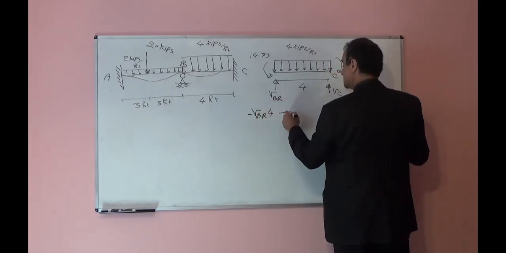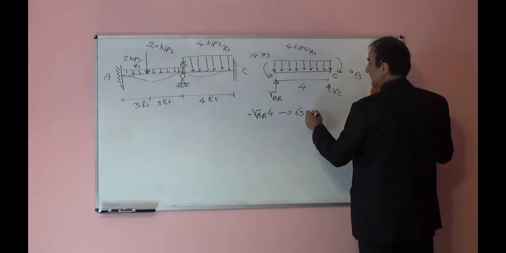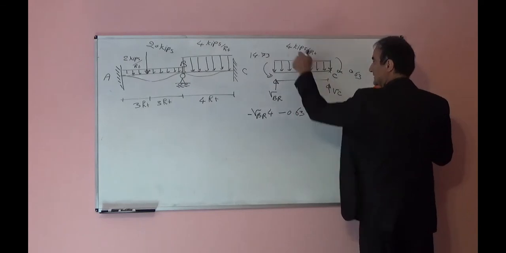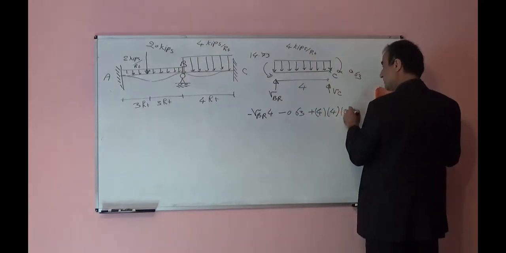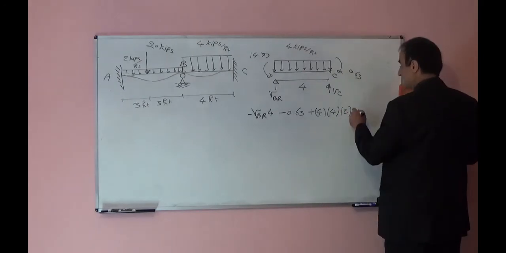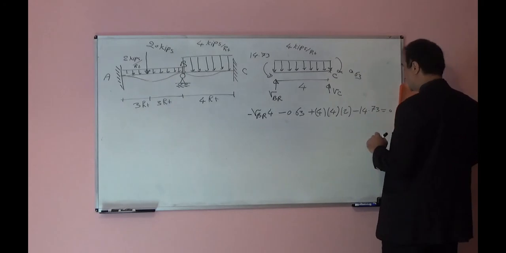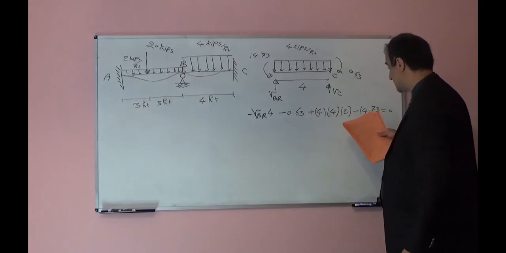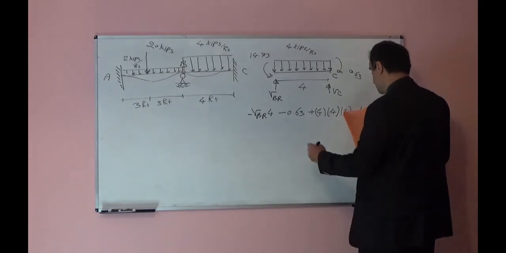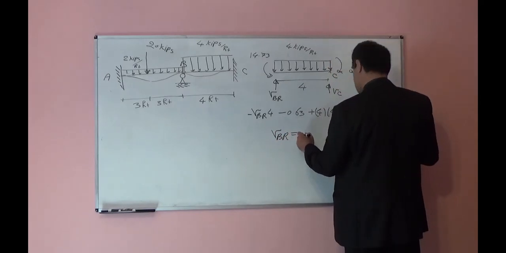Now, if I take moment with respect to C, what I have is VB right negative times 4 minus 0.63 plus 4 times 4 times 2 minus 14.73 is equal to 0. From there you can take this to the other side and you will find VB right is equal to 11.52.